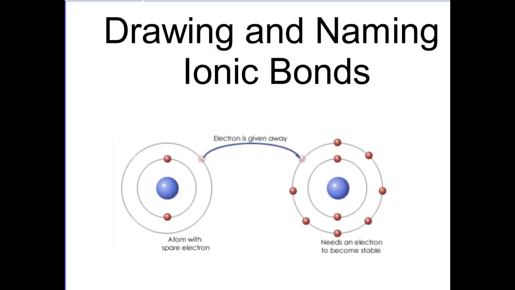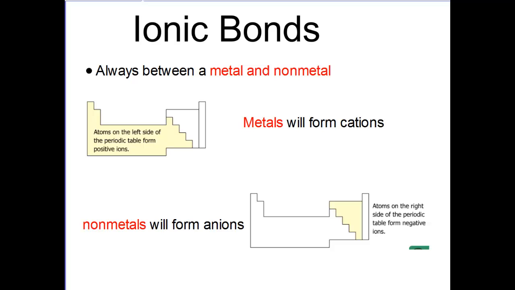All right, in this lesson, we're going to look at naming and drawing ionic bonds. We've already studied a little bit on ionic bonds and have a basic idea on naming, and once you know how to name it and write the formula, it should be fairly easy to draw the actual bond that's occurring there. The most important thing, again, to remember is that ionic bonds are always between a metal and a nonmetal. Metals are on the left-hand side of the periodic table. Nonmetals are on the right-hand side of the periodic table.